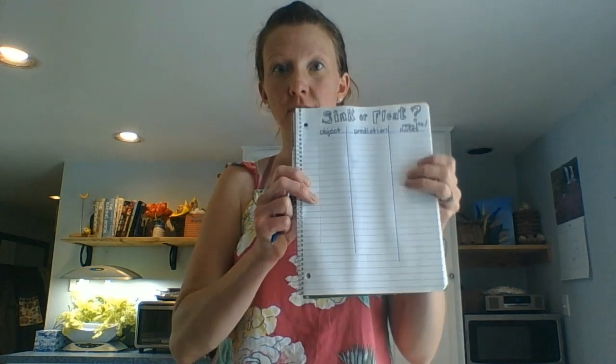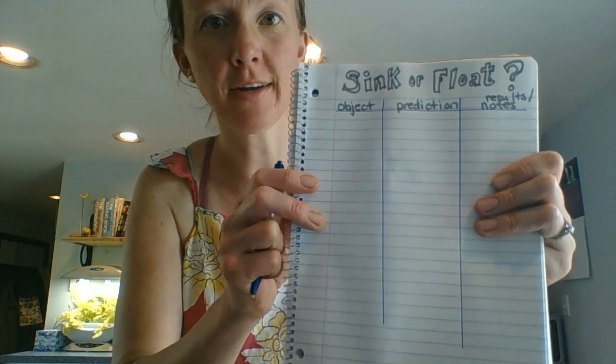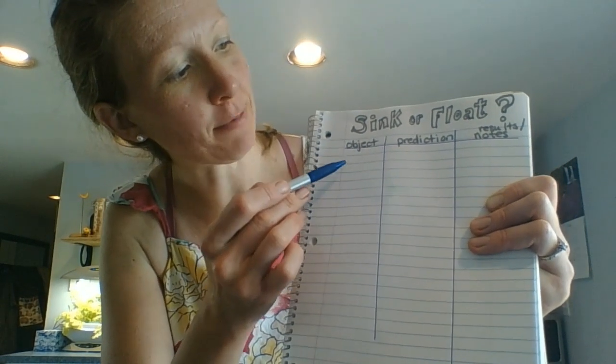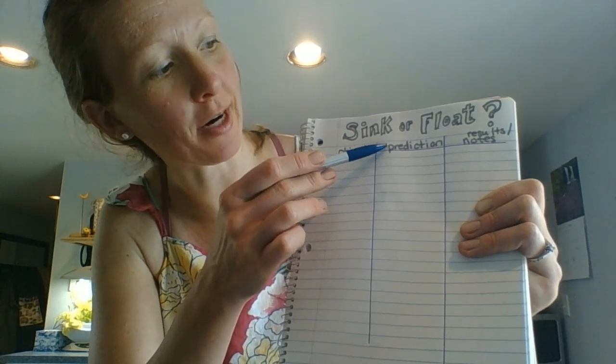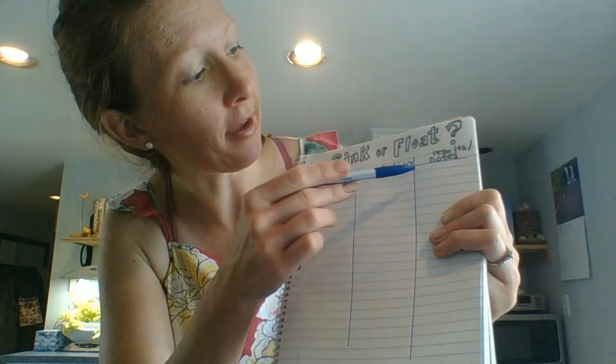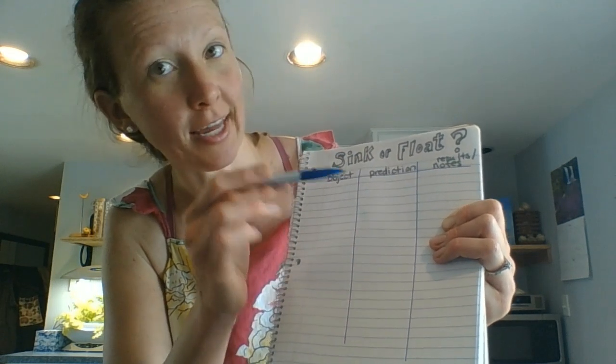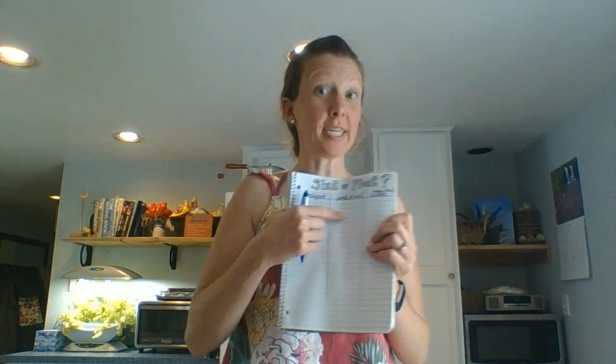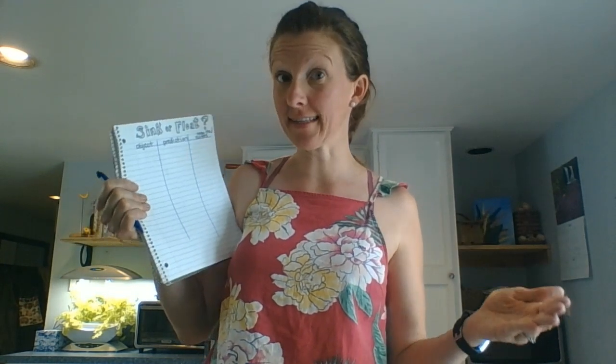All right, once you have your items, we are going to need to set up a little chart here. So sink or float, I have the object, and then in my next column, you're going to have your prediction or your hypothesis, and then we're going to have our results and notes. So for our prediction and hypothesis, we're going to make our best guess, that's a hypothesis, about what we think is going to happen to our objects.